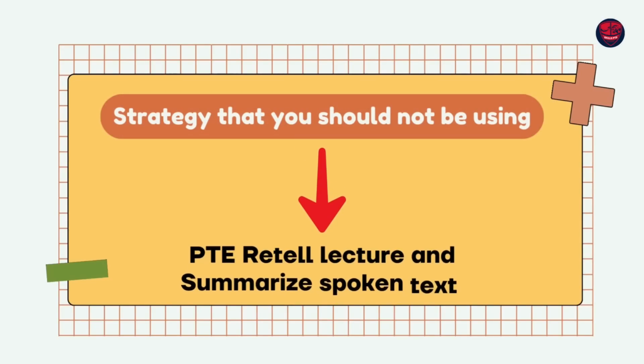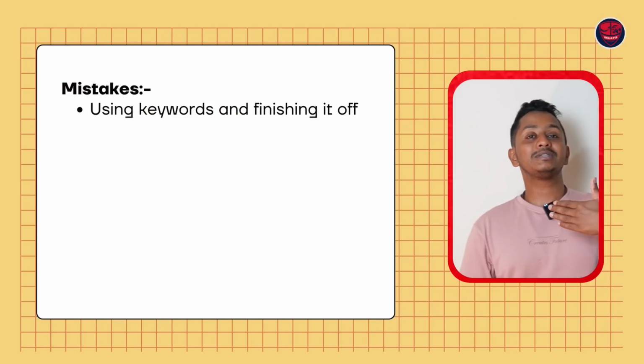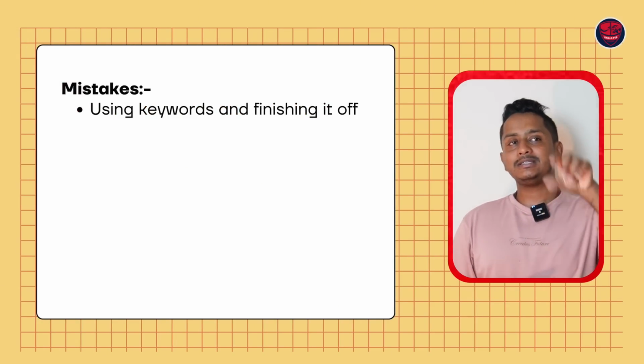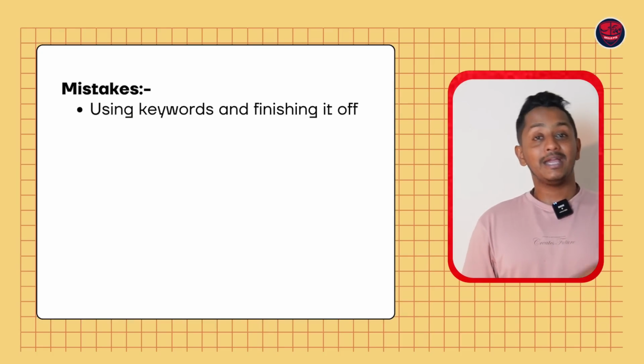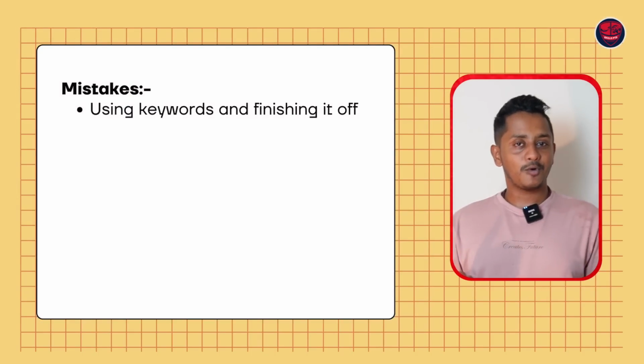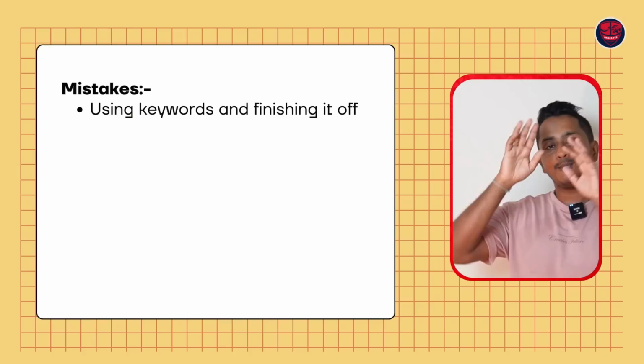Now let's talk about that single strategy. Let's also talk about the strategy that you should not be using for your PTE Retell lecture and PTE summarize spoken text. What most people end up doing is using keywords and finishing it off. Your speaking could still be 90 if you use just keyword, comma, keyword, comma, keyword in your PTE Retell lecture, but listening will go down. The same way in summarize spoken text, your listening and writing both will go down.